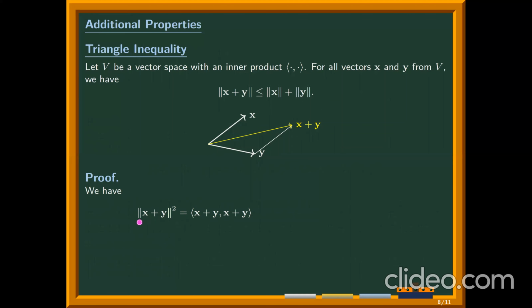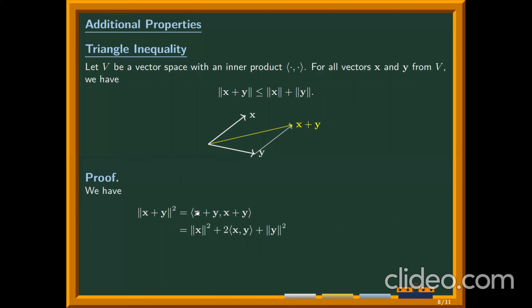Okay, so the length of x plus y is the square root of the inner product of x plus y with itself. Or equivalently, the length of x plus y squared equals this inner product. And we can write this inner product as this expression, again by applying properties of the inner product.